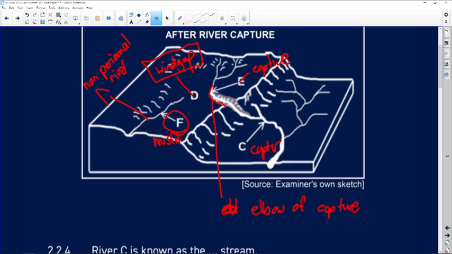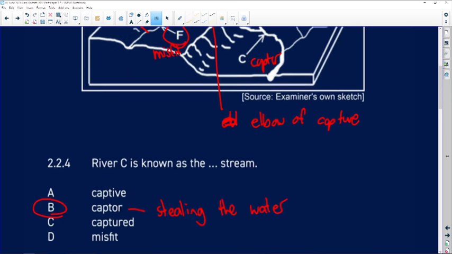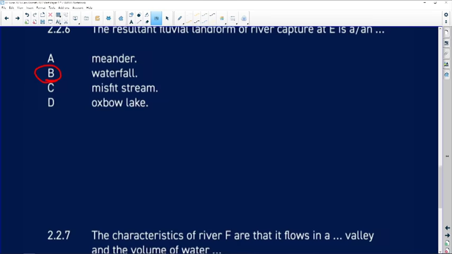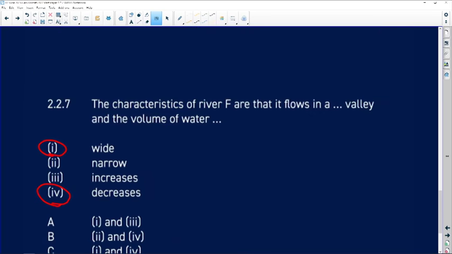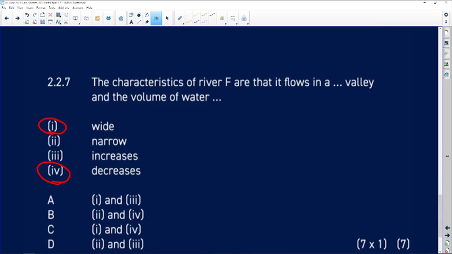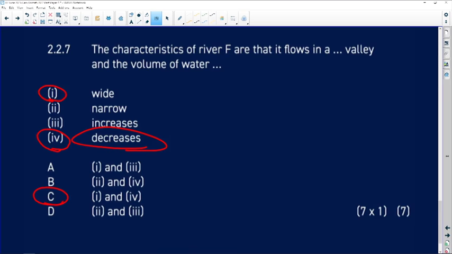Okay, because its waters have been captured by River C. So if we go back, that kind of explains the question. The valley is going to be wide, right? Because it used to be a perennial river, but not anymore. And because the water has been captured, the water volume is going to decrease. So our correct answer is going to be C. Okay.